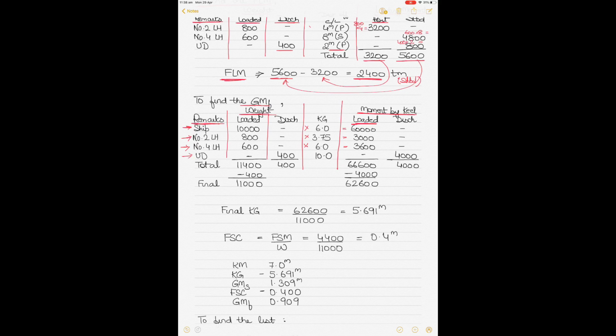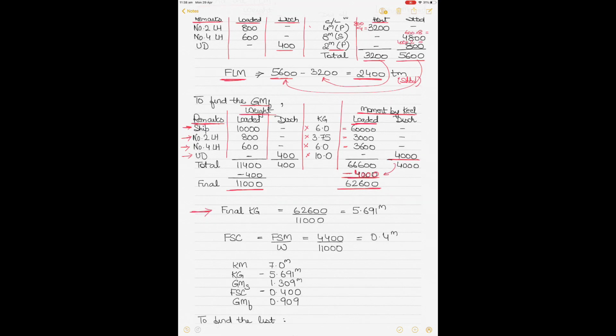And finally, from the upper deck, 400 tons was discharged. This is no longer part of the displacement. It will be subtracted from the total displacement. So you will put it under the discharge column of 4000. So 400 times 10 is 4000. So total displacement is 66,600. Then you subtract 4000 because 400 tons was discharged. So from the moment by the keel, 4000 will be subtracted of the loaded moment. So your final displacement becomes 11,000. Your moment by the keel becomes 62,600.